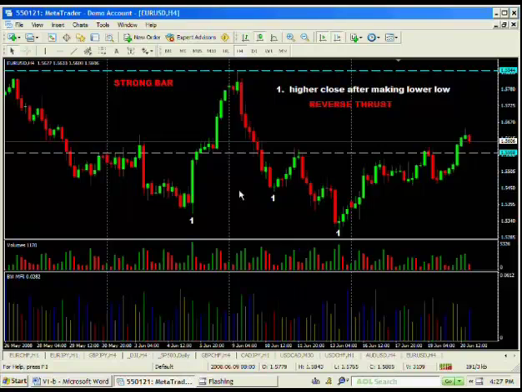And so next we're going to talk about the second type of strong bar, and the second type of strong bar is the continuation bar.